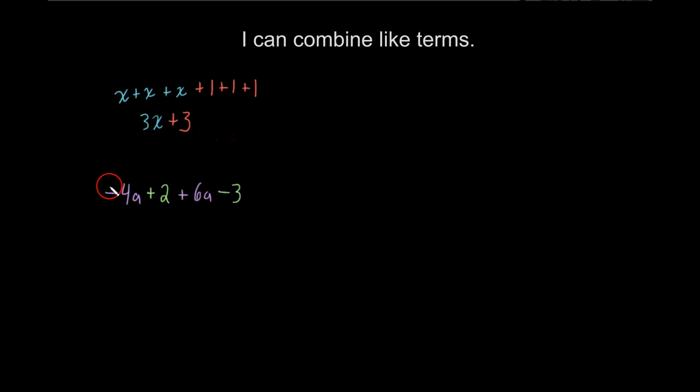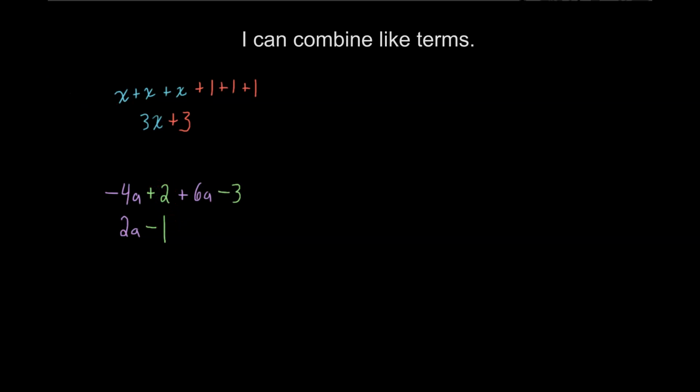Let's look at another example. We're given negative 4a plus 2 plus 6a minus 3. Our like terms are our terms with variables of a in them. So we have negative 4a plus 6a. We're just going to add their coefficients. So negative 4 plus 6 is a positive 2. So we get 2a. And our other like terms are our constants. So we have 2 minus 3, and we know 2 minus 3 is equal to negative 1. So we write 2a minus 1. That would be our expression after we combine like terms.